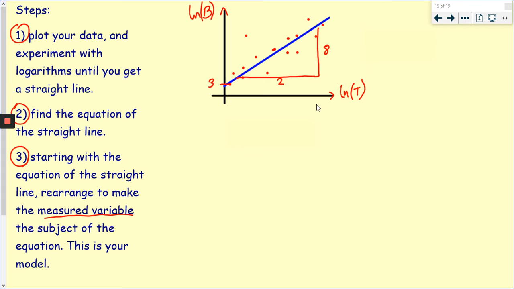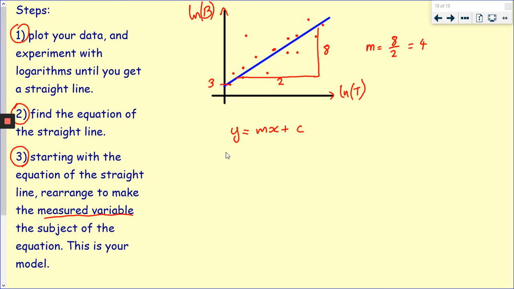What is the relationship? We don't know if it's exponential. We think it's some sort of power rule. And so what we do, we play around with logarithms. We find, hey, look, we've got a straight line here that's going to work. So again, y equals mx plus c. In this case, the gradient is 8 over 2, which is 4, and the y-intercept we can see is 3.